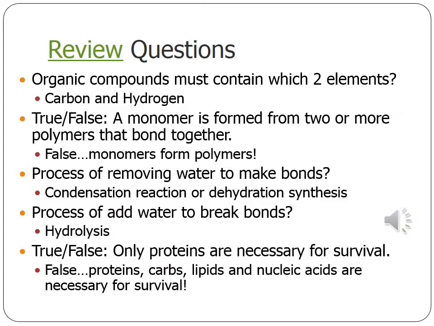Organic compounds must contain which two elements? Carbon and hydrogen. True or false? A monomer is formed from two or more polymers that bond together. False. Monomers form polymers. What is the process of removing water to make bonds? That's the condensation reaction or dehydration synthesis. What is the process of adding water to break bonds? That's hydrolysis. True or false? Only proteins are necessary for survival. False. Proteins, carbs, lipids, and nucleic acids are necessary for survival.